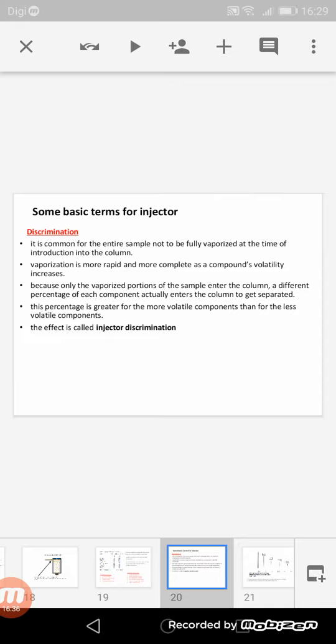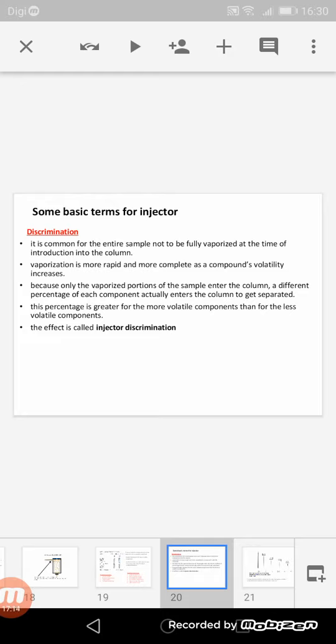Another basic term for the injector is discrimination. It is common for the entire sample not to be fully vaporized at the time of introduction into the column, because vaporization is more rapid and more complete as the compound volatility increases. Therefore, of the vaporized portion of the sample entering the column, a different percentage of each component actually enters the column to get separated. This percentage is greater for the more volatile components than the less volatile components. So the effect is called injector discrimination.